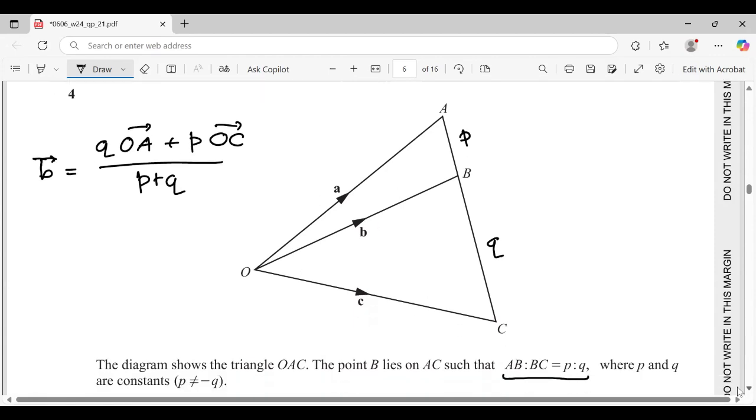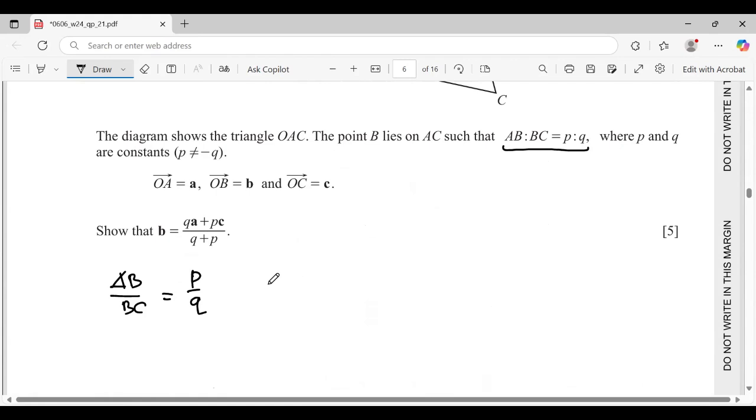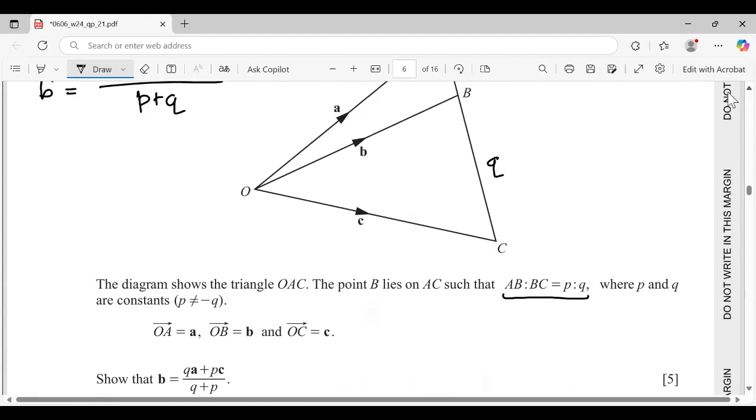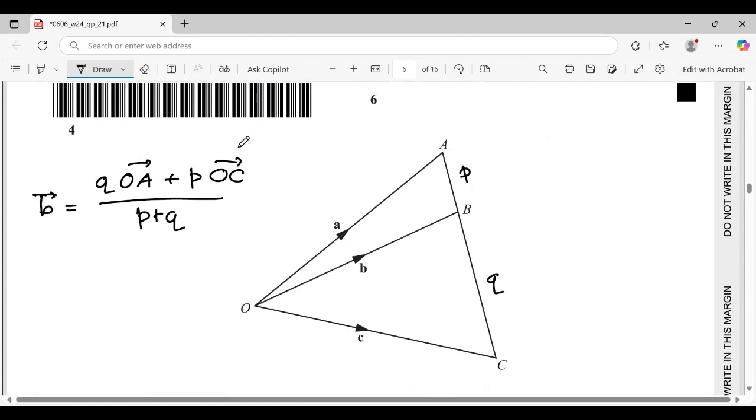Now, I'm going to write it here. So from this equation, we can write that vector b equal Q times a, since OA is a, plus OC is c, so this is P c, over P plus Q.